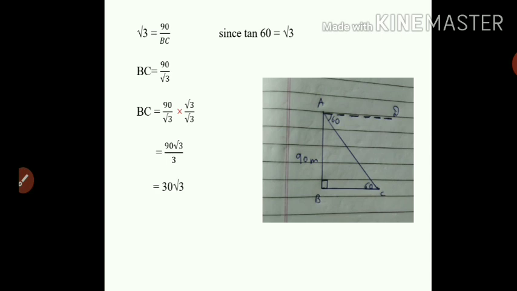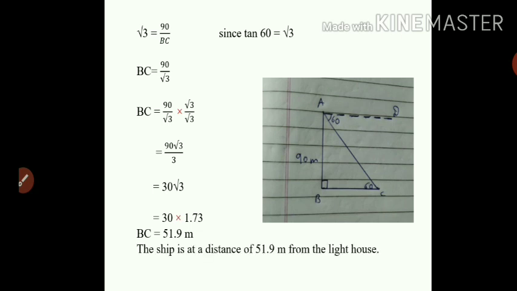Now it is given that the value of root 3 is 1.73. So 30 multiplied by 1.73 will be 51.9. So that means the ship is at a distance of 51.9 meters from the lighthouse.